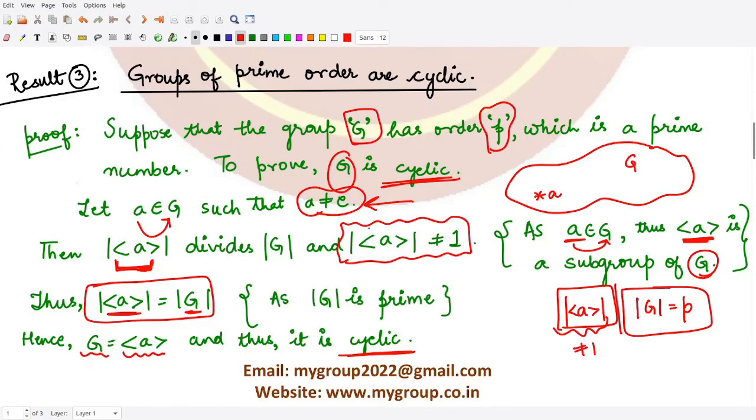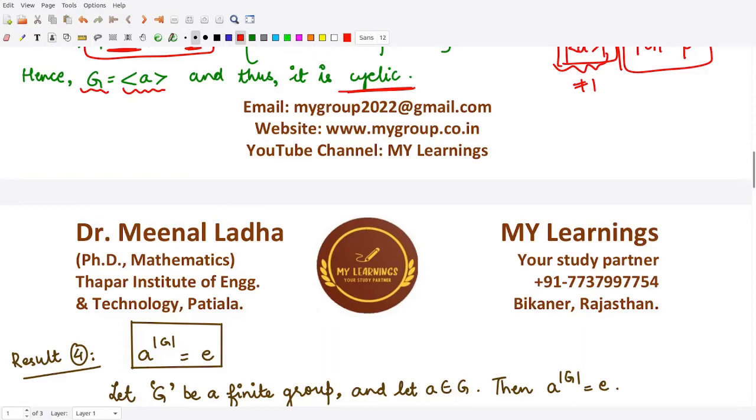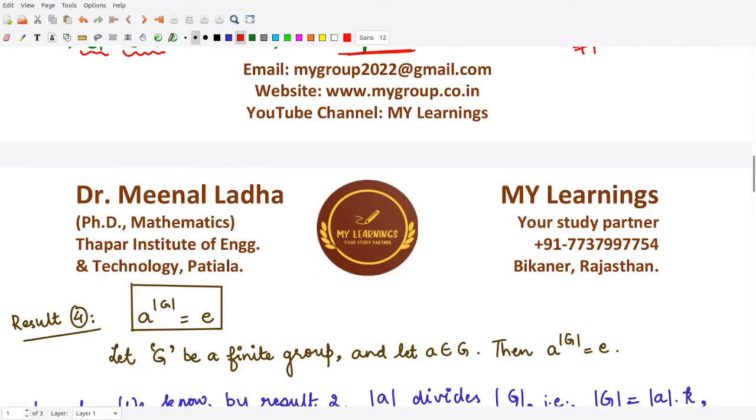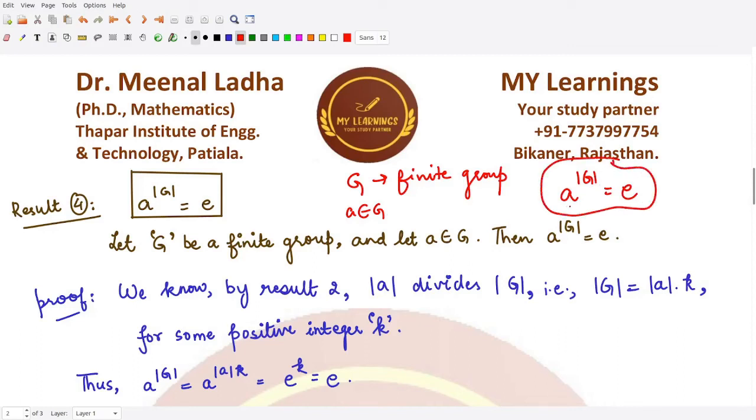Moving forward to our next result, the next result here tells us that A raised to the power the order of G is nothing but identity, right? So for this particular result, suppose that G is some finite group, right? From this finite group, if we take some element A, then A raised to the power the order of G is equal to E, right? And this does not tell you that the order of the element A is the order of group G. No, that is not there.